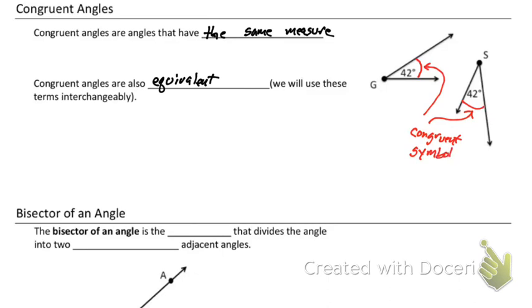All right, how we'd write this is I would say something like angle G. Since there is only one angle G, I can just call it angle G, is congruent. We use that congruent symbol, which is that equal sign with a squiggle above it, is congruent to angle S.